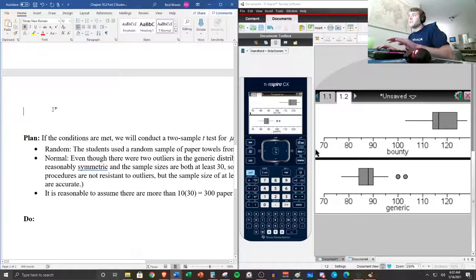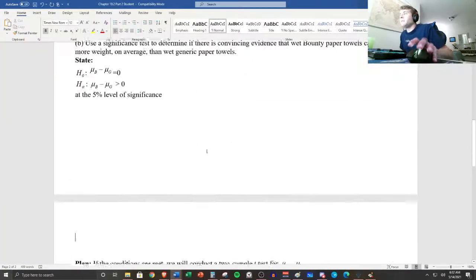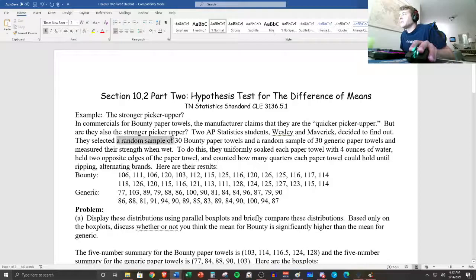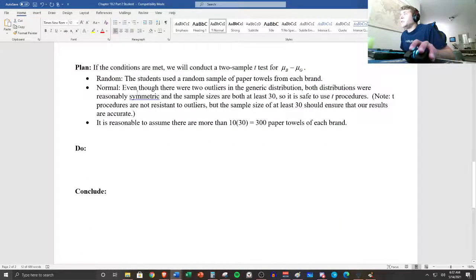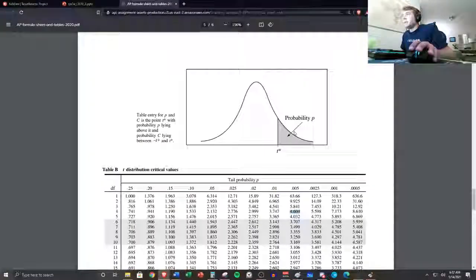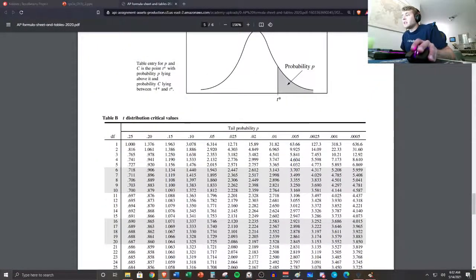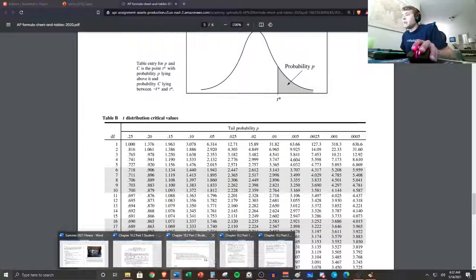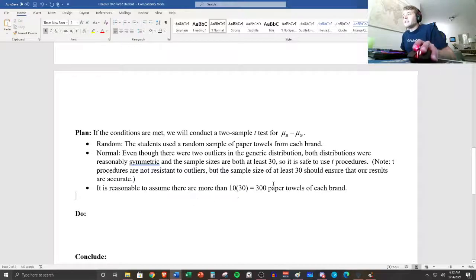So we have to check these same conditions. First off, it says a random sample. Did we use a random sample? Yes, random sample. Perfect, that's met. Normal: even though there are 2 outliers, both were reasonably symmetric and the sample sizes are at least 30. So as soon as you have that, n is at least 30, so it's safe to use these procedures. Now this will be t again, because we don't know sigma, so we're going to be using this t chart again. It is reasonable to assume that it's less than 10% of the population. Of course, there are millions of sheets of paper towels that are produced.